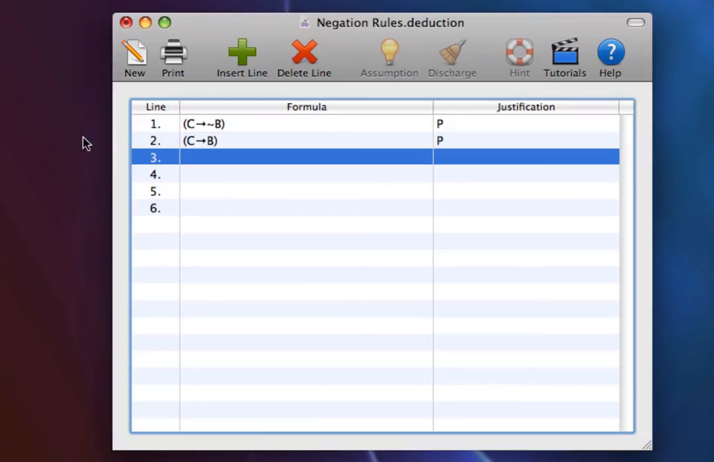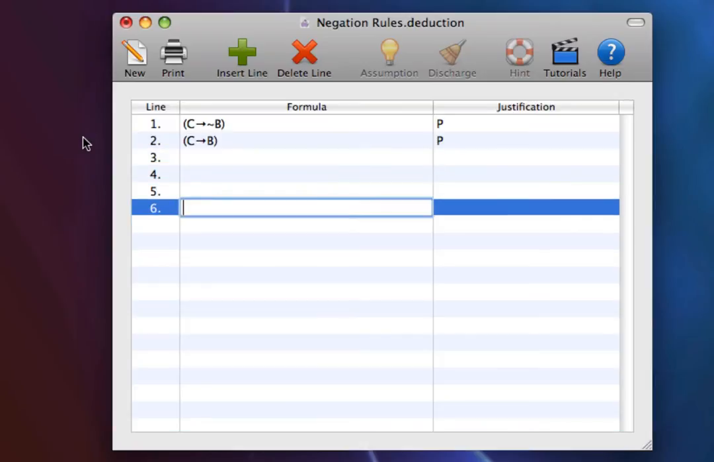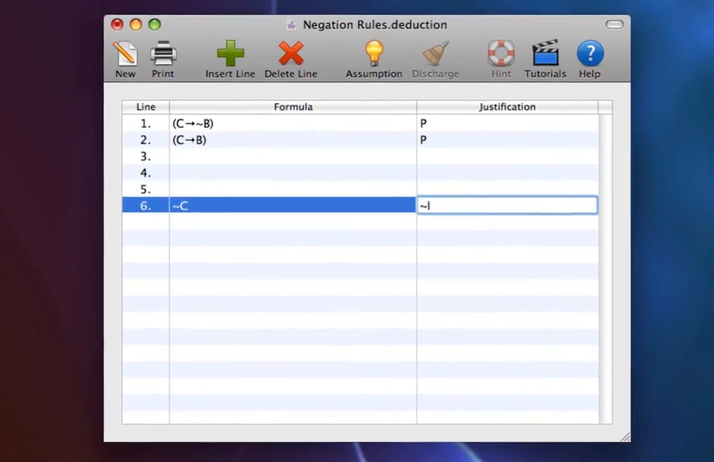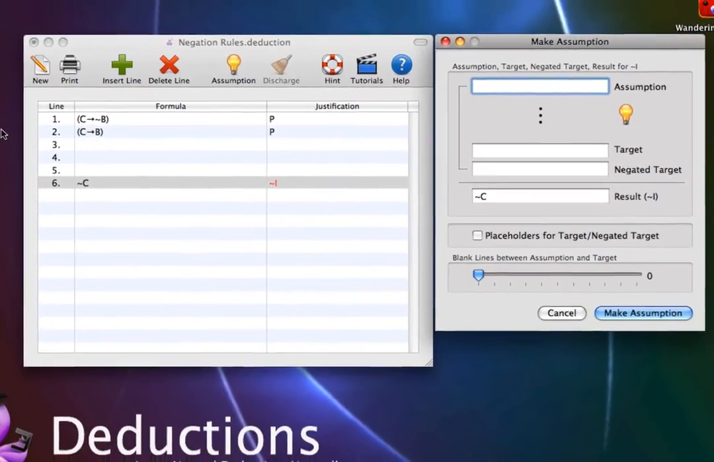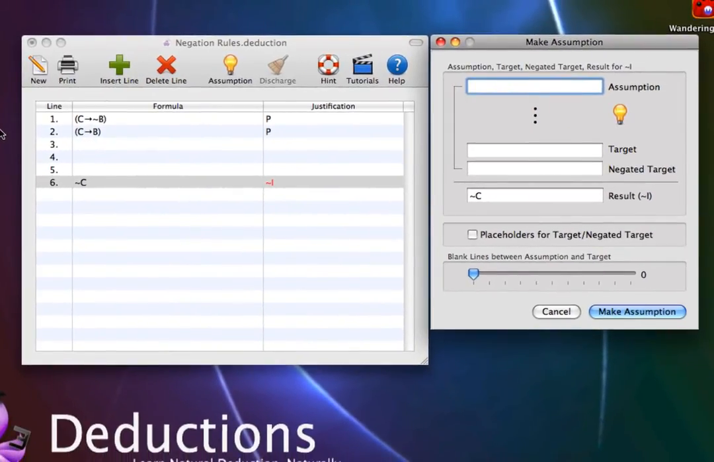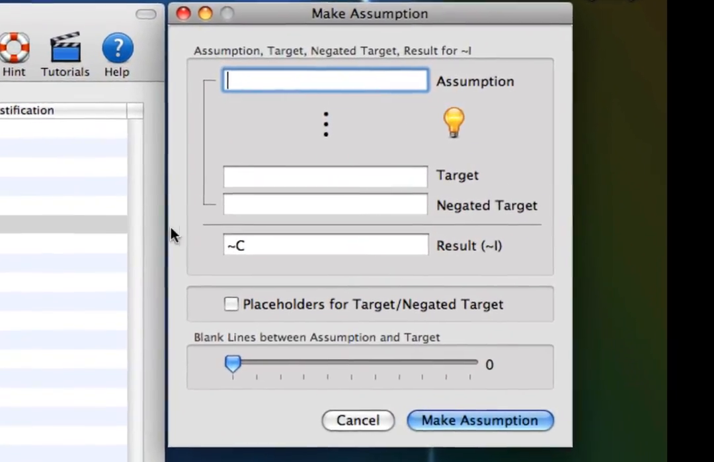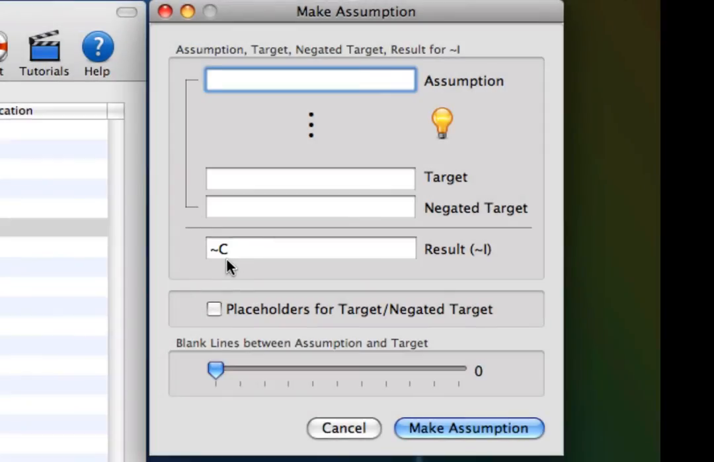Now, we are actually going to take as our conclusion that your friend's program does not actually play chess, not C. It's not actually a chess game. To show this, we use negation introduction. Let's set the justification of our conclusion to negation introduction and select make assumption. When making an assumption for negation introduction, you will be asked for the assumption, the target, and the negated target. The result already exists. The assumption is formed by slicing the negation symbol from the front of our result. So, in this case, our assumption is going to be C.